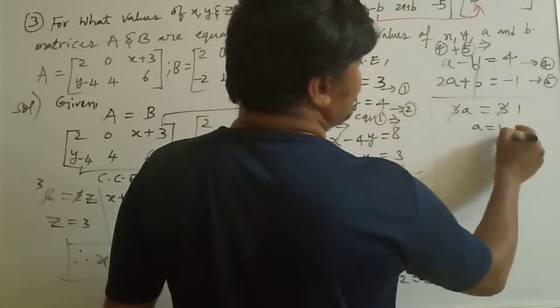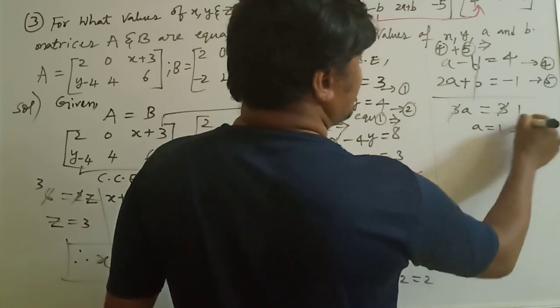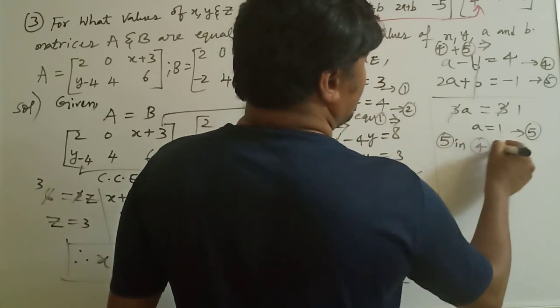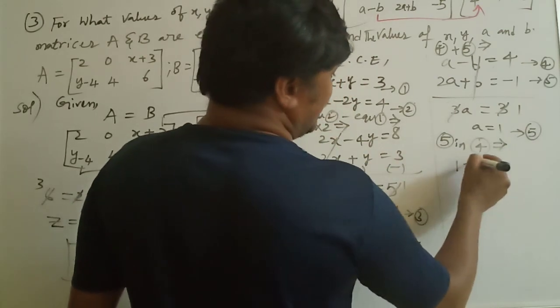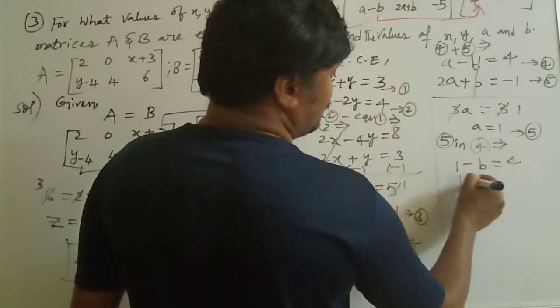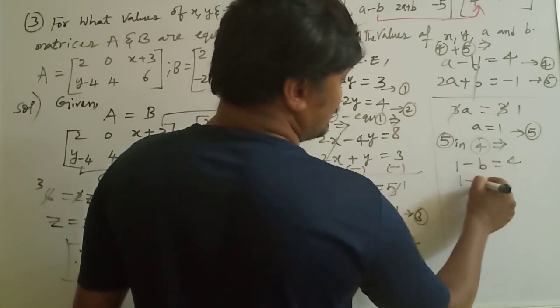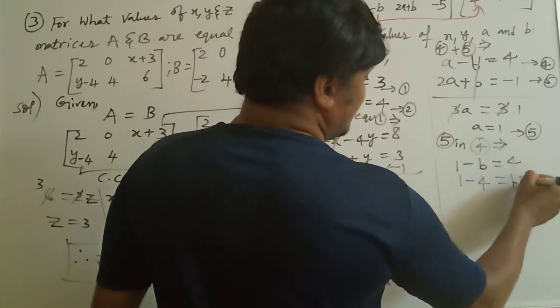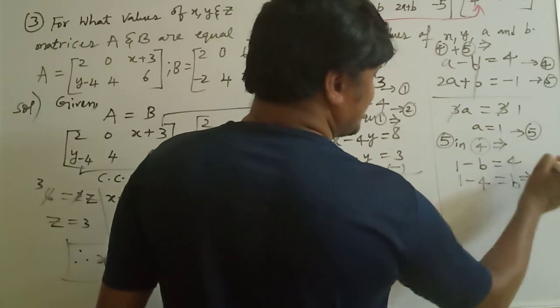Substitute this in equation number 4. So 5 in 4, then what do you get? 1 minus b is equal to 4. Now 1, here plus 4 comes to the other side as minus 4. Minus b goes to that side as plus b. So this implies b is equal to minus 3.